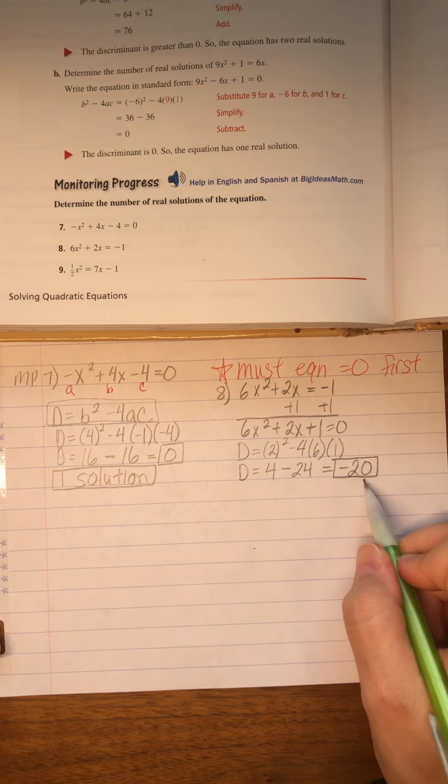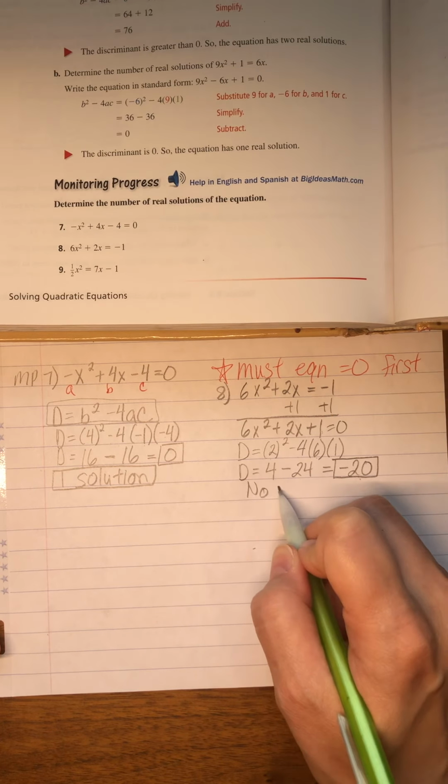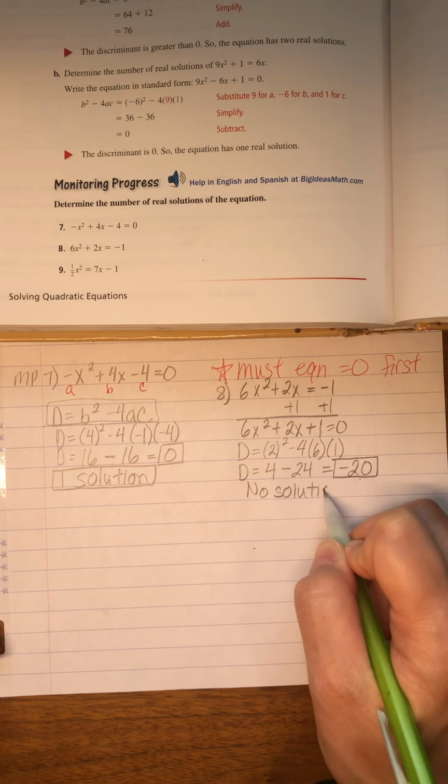Now, since our discriminant is negative, think about what this is. This is the expression under the radical. If I were to try to square root negative 20, I couldn't, because I cannot take the square root of a negative number. That means that this has no solution.